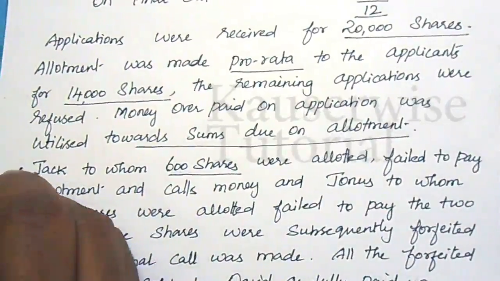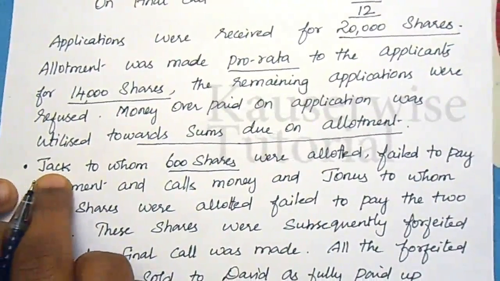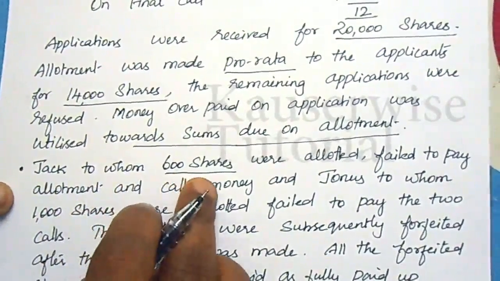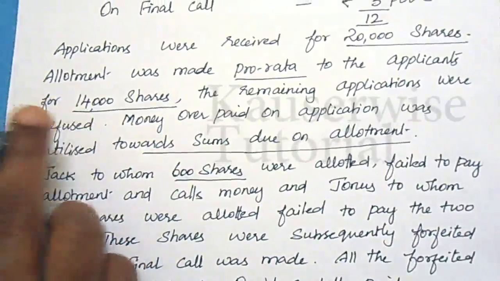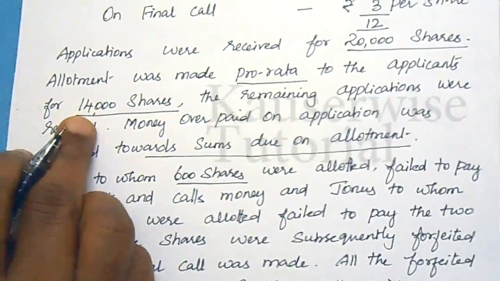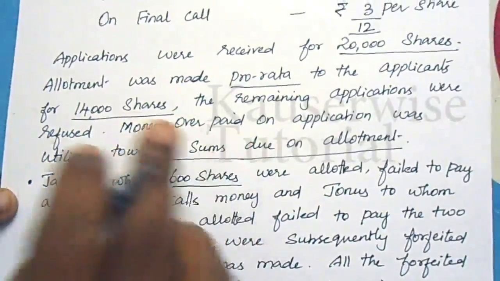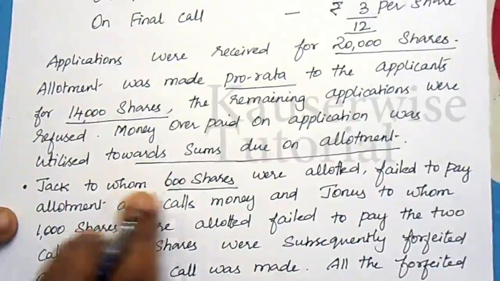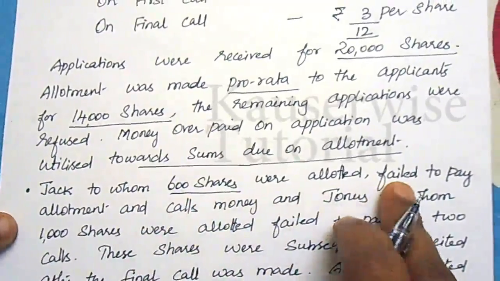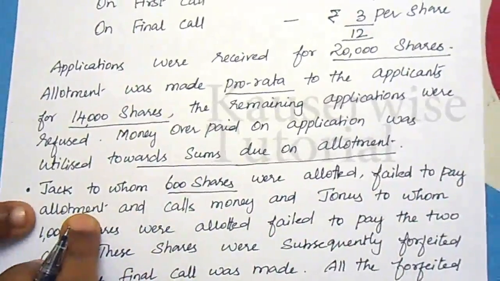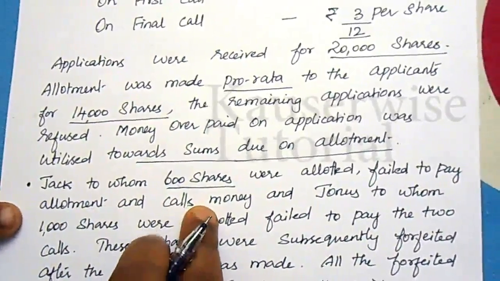Okay, so one of the shareholders, his name is Jack, to whom 600 shares were allotted. We have allotted 14,000 shares, that is 10,000 actual and an extra 4,000 shares towards allotment money. So Jack, to whom 600 shares were allotted, failed to pay allotment money and call money. For how many shares?